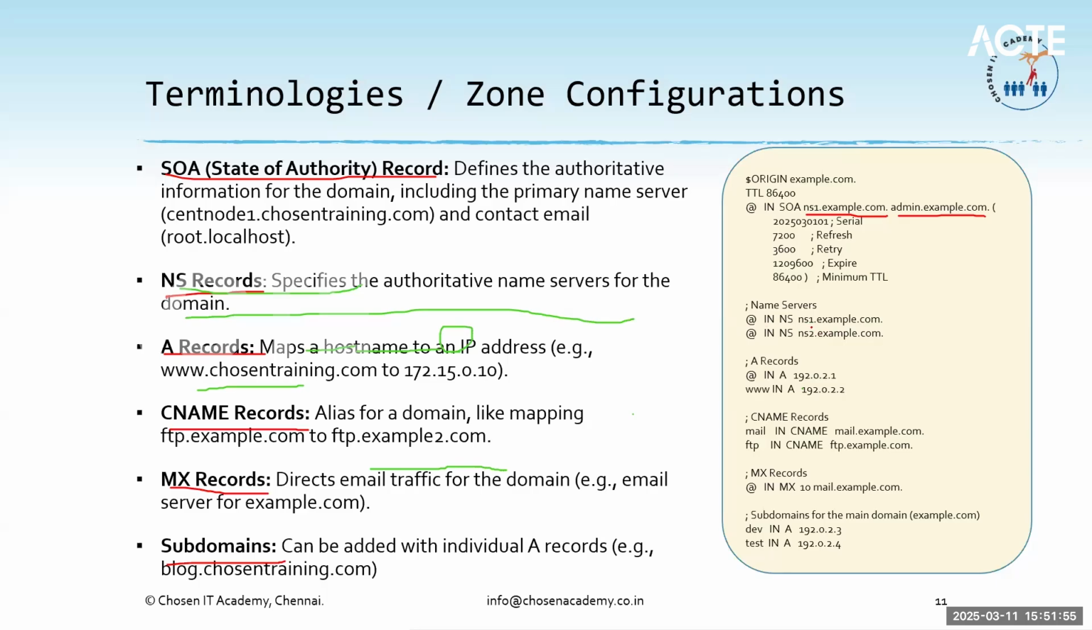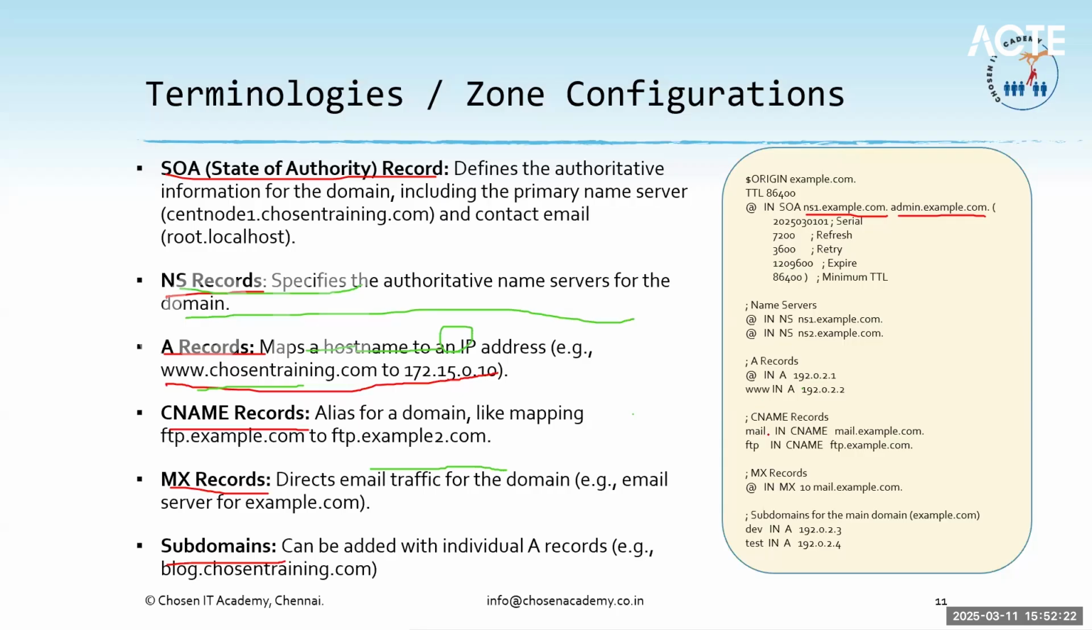ns1.example.com, ns2.example.com. And the A record is the actual record having the mapping between the host name and the IP address. In this case, it is the training host. So this is my A record. We have to specify how it is being mapped. I'll show that in a moment.